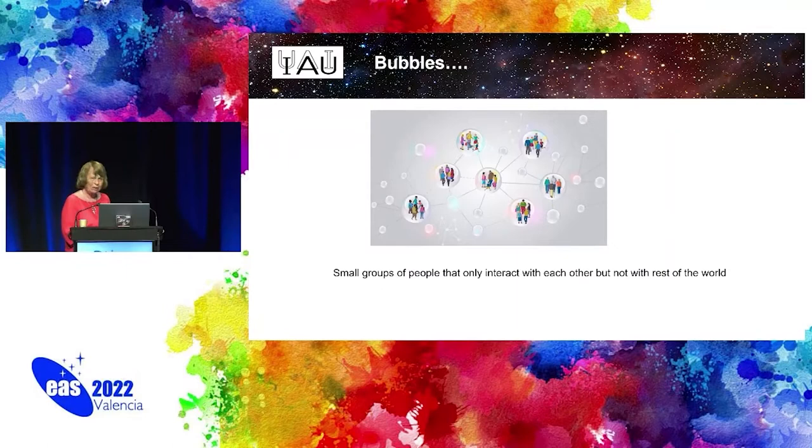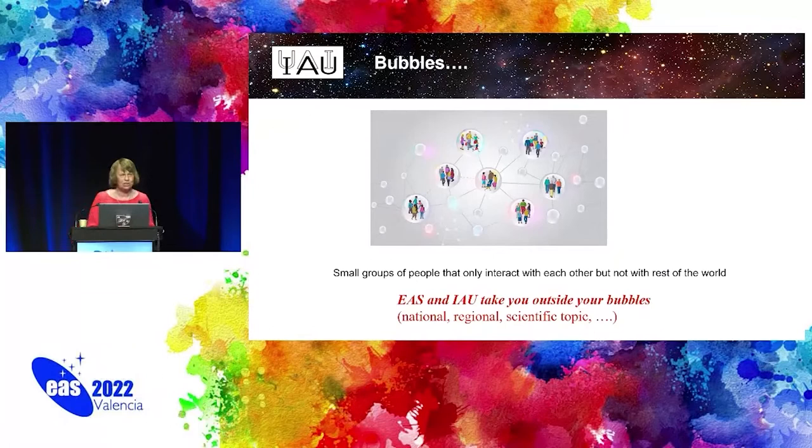Let me end with a little story about bubbles. I think since COVID, we all know about bubbles. Bubbles are small groups that only interact with each other, but not with the rest of the world. I think one of the roles of the EAS and IAU is to take you outside your bubbles, your national bubbles, your regional bubbles, your scientific bubbles. This is what all of these big meetings are about, in order to learn about other topics. And I think we have to continue to cherish this and promote this and realize the important value of this.